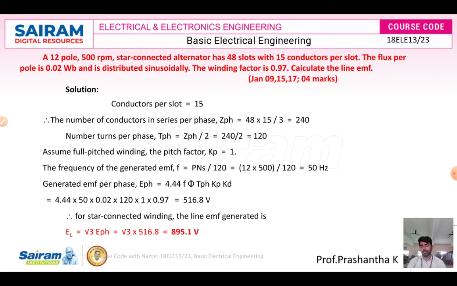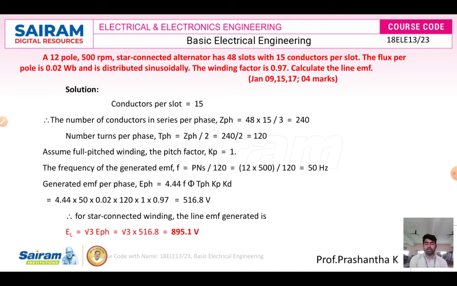Generated EMF per phase, E phase is equal to 4.44 f phi T phase Kp Kd volts. So 4.44 into 50 into 0.02 into 120 into 1 into 0.97, that is 516.8 volts. For star connected winding, the line EMF generated is EL is equal to root 3 E phase, that is root 3 into 516.8, is equal to 895.1 volts.